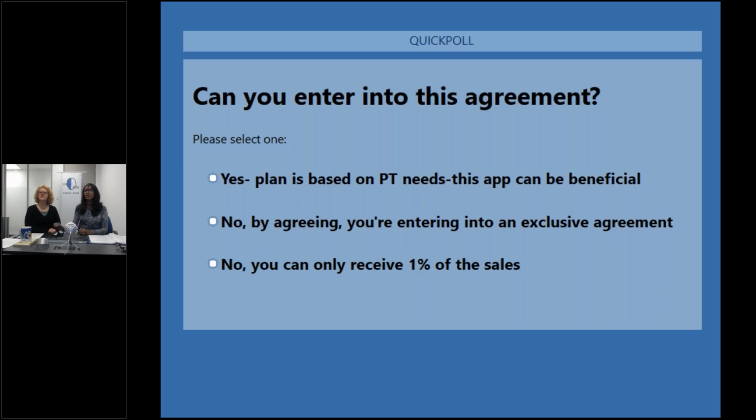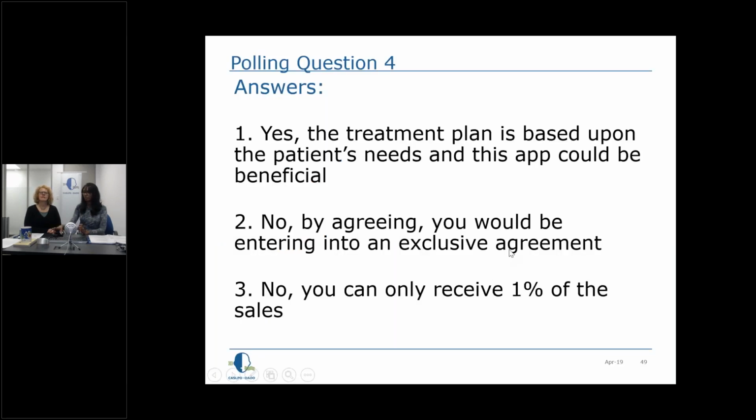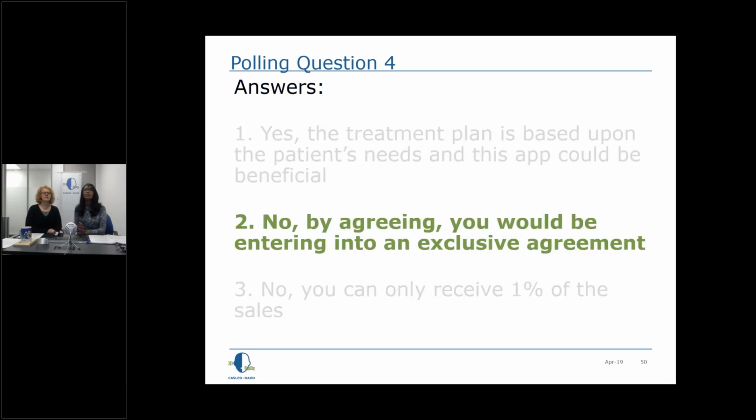Okay, so I'm going to close the poll now, and I will share the results. As you can see, 9% indicated yes, the treatment plan is based upon the patient's needs, while 91% responded with answer 2, no, by agreeing you would be entering into an exclusive agreement. So I'm going to hide the poll results now, and we're going to move on to the answer, which is no. By agreeing, you would be entering into an exclusive arrangement.